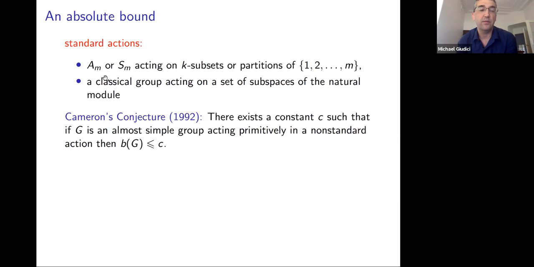actions. So the first is if I take A_m or S_m acting on the set of k-subsets of 1 up to m, or on the set of all partitions of 1 up to m, then we refer to those as standard actions. And the other standard actions we'll refer to if I take a classical group, so something like an orthogonal group, a unitary group, a symplectic group, and acting on the set of subspaces of a natural vector space, then that's also what's referred to as a standard action.